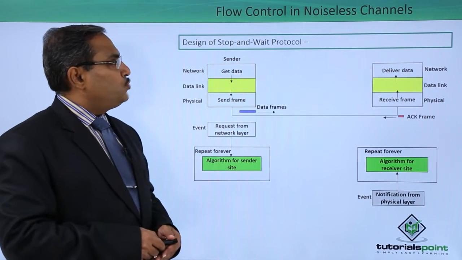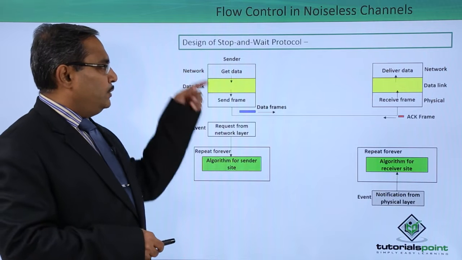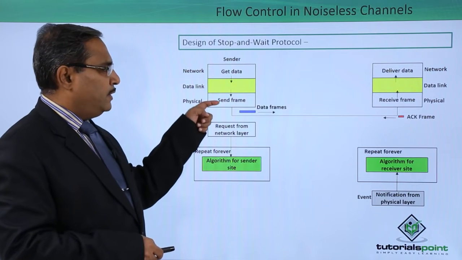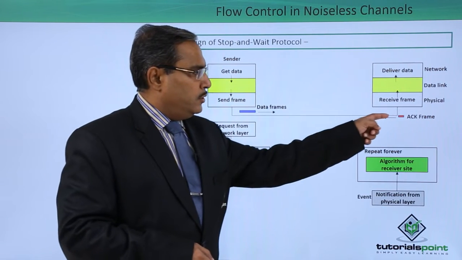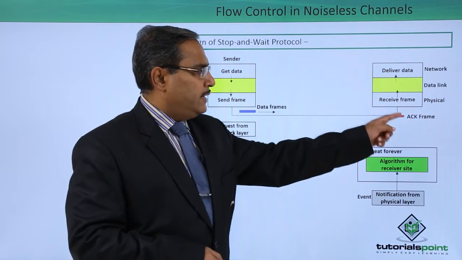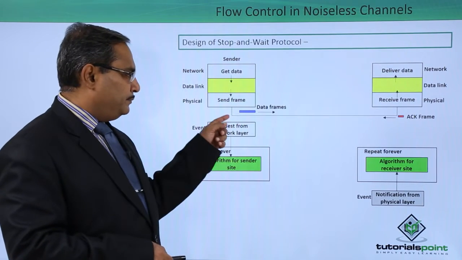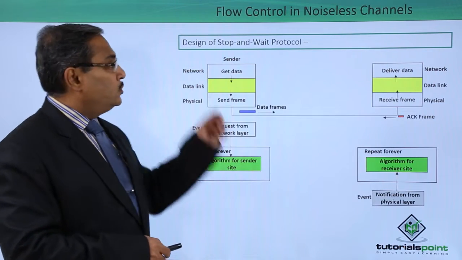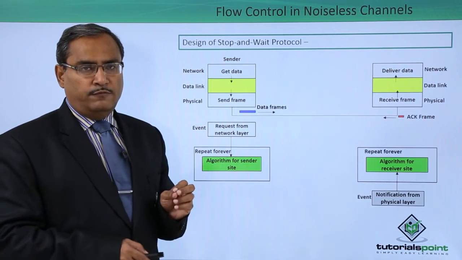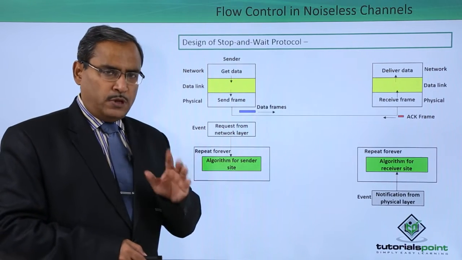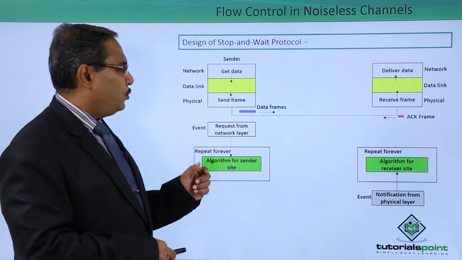Now the design of the stop and wait protocol. So network layer gets data, data link layer sends the frame. The frame is going to get transmitted, received by the data link layer, which delivers the data. An acknowledgement will be coming, and when the acknowledgement comes, then the next frame will be sent. So send the frame, stop, and wait for the acknowledgement: stop and wait protocol.